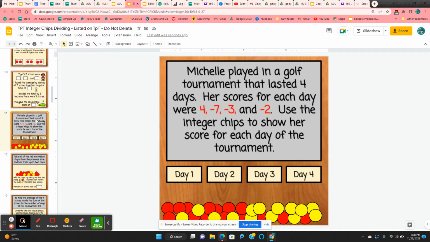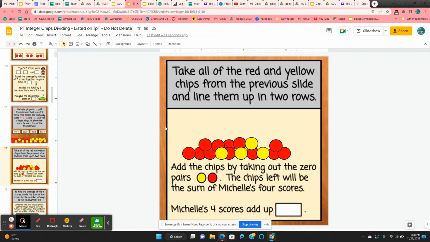Now another example, this time Michelle, because Michelle Wie is one of my favorites. She played in a golf tournament that lasted 4 days. So this is another example. These are her 4 scores. They're going to use the integer chips to show the score for each day. On the next slide, they're going to take the total of all 4 days, line them up, a row of red and a row of yellow, add them together by taking out the 0 pairs, and then they'll have a total score.